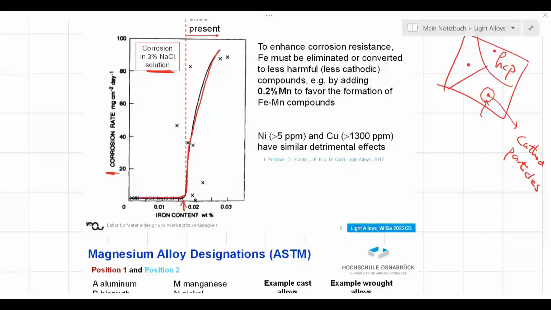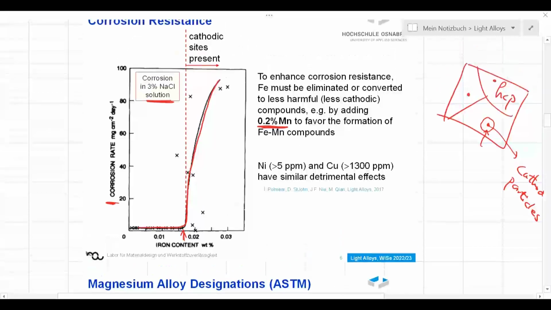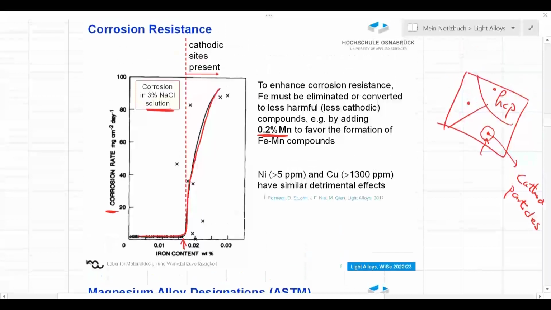What we could do against this is to add some manganese. Manganese is an element which is going to help and kind of make compounds containing iron which are not as cathodic as the ones which could form without manganese. So by adding manganese, we could change the nature of these precipitates so that they are not very cathodic, and by that we could enhance the corrosion properties.